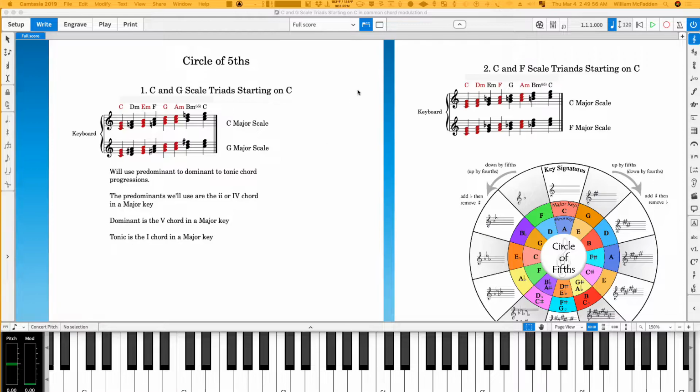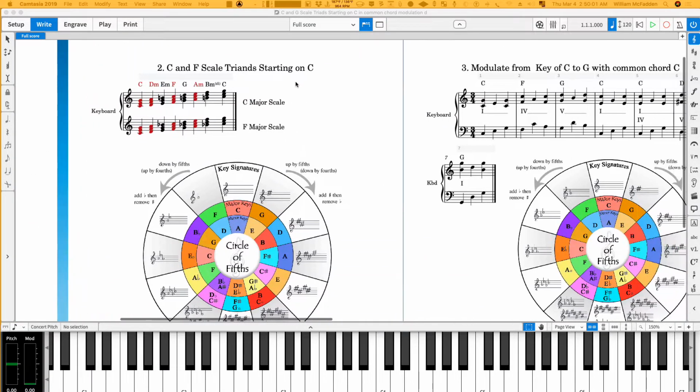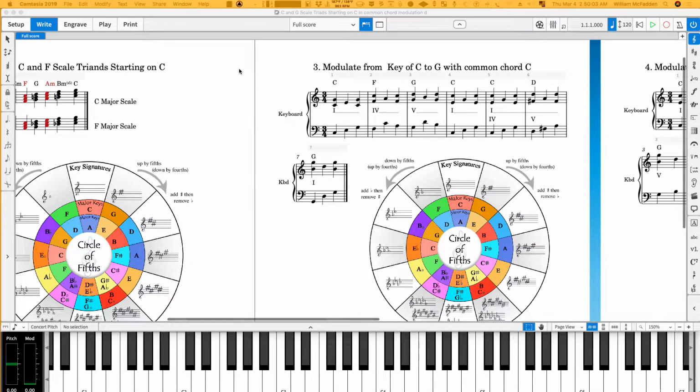So in this first example, we're going to modulate from the key of C to the key of G with the common chord C, which the two scales both contain. So let's listen to that modulation.